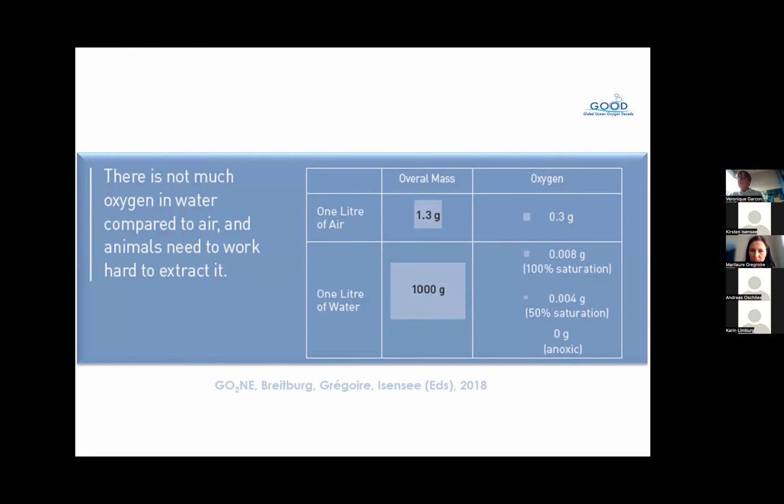One liter of air is 1.3 gram, and 0.3 gram of that is oxygen. One liter of water is around 1,000 gram, and we have 0.08 gram of oxygen at saturation at the surface. When you go down the water column, it's even lower. So the difficulty of organisms to breathe normally will have an impact on their metabolism, reproduction, growth, fecundity, and mortality. Next slide.